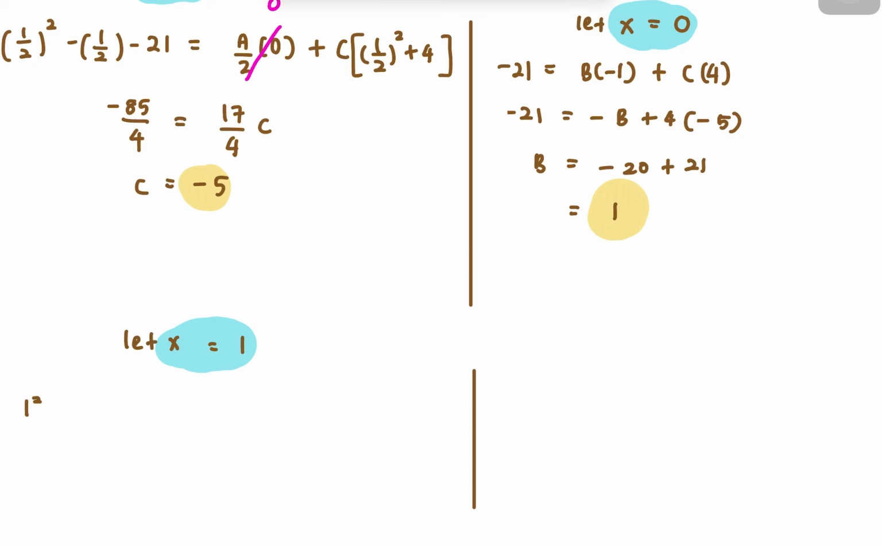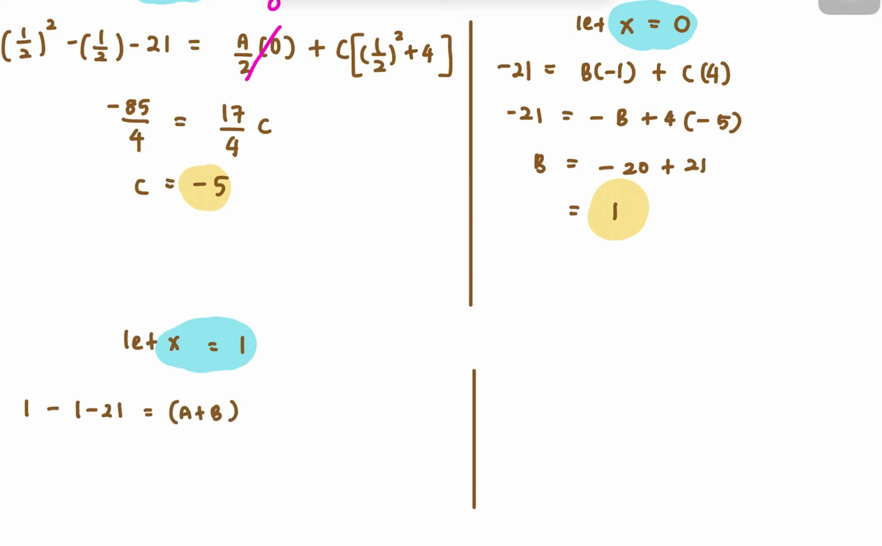And then 2x minus 1. So 2 minus 1. 2 minus 1. Plus c. X squared plus 1. X squared plus 4. So 1 plus 4. Okay, so solve for this one.